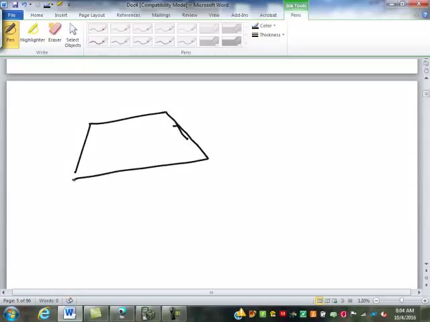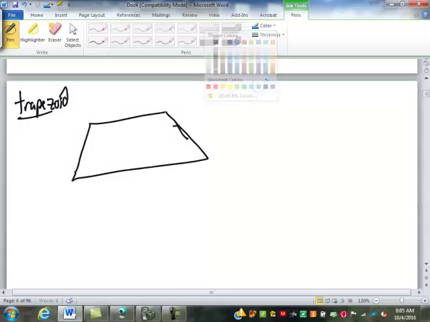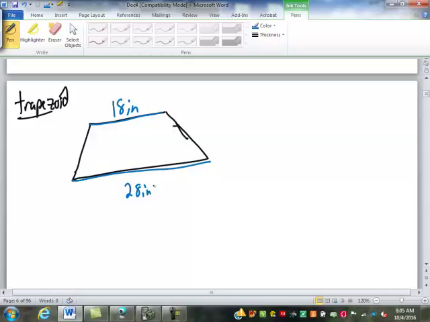This is what we call a trapezoid. In a trapezoid, these two sides are parallel, but obviously different lengths. So let's say this is 18 inches and this is 28 inches. Let's say the distance between them is, I'm just going to call it 10 inches.